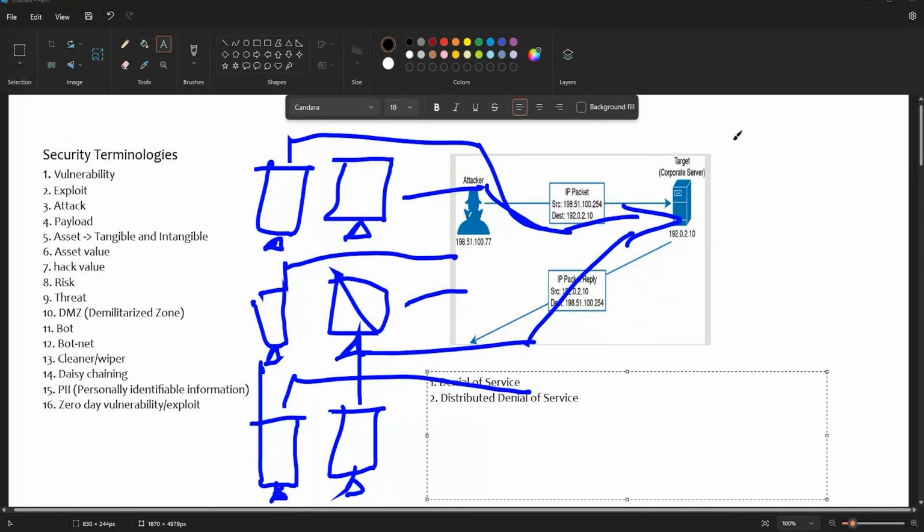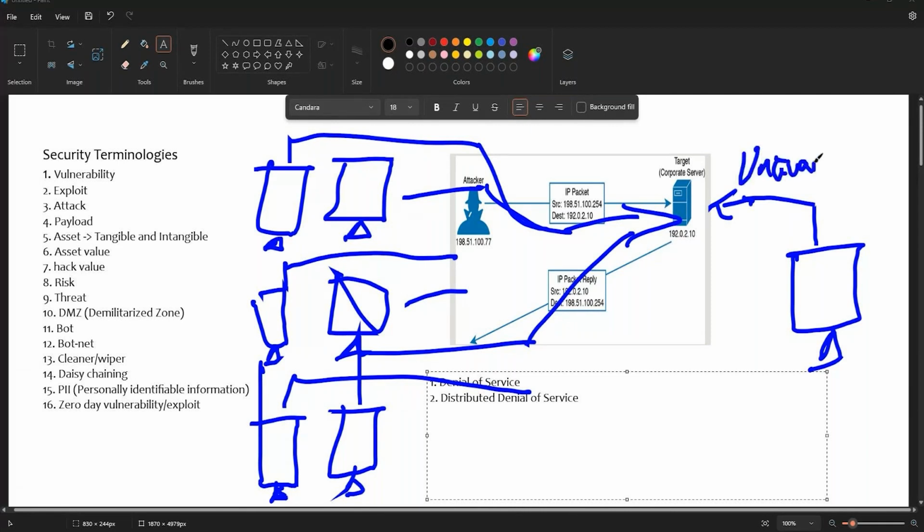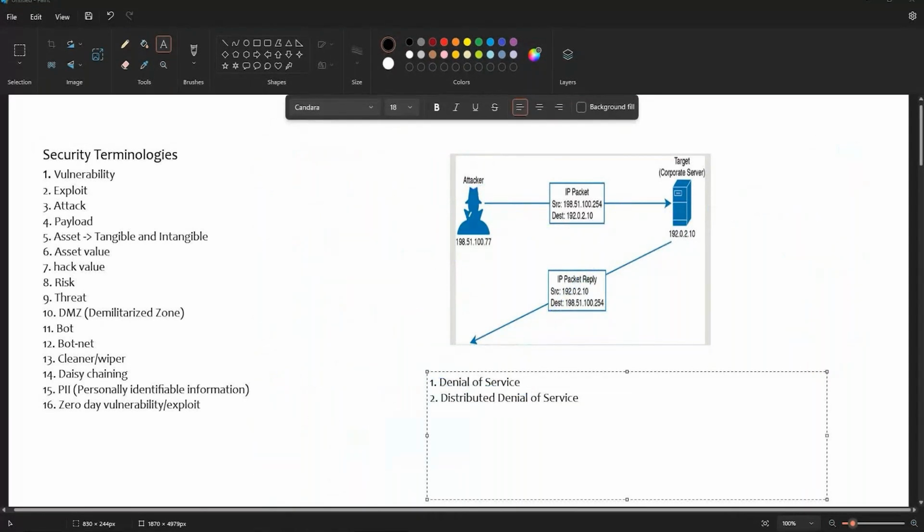It will be DoS, so it will not be available. If a new user arrives and says, I want to access the website, it will show the website as unavailable. So that is denial of service and distributed denial of service.